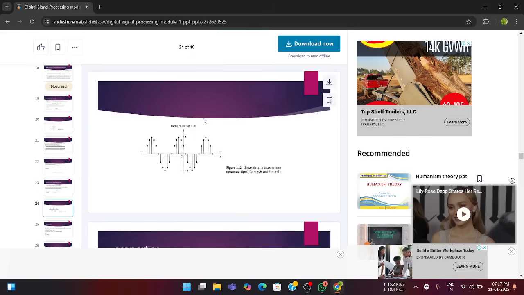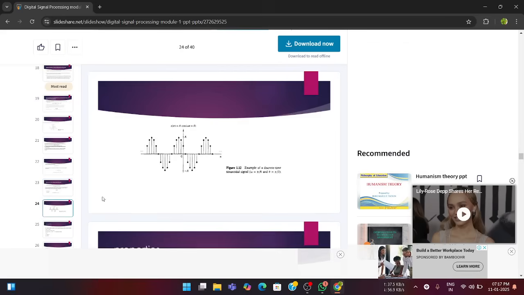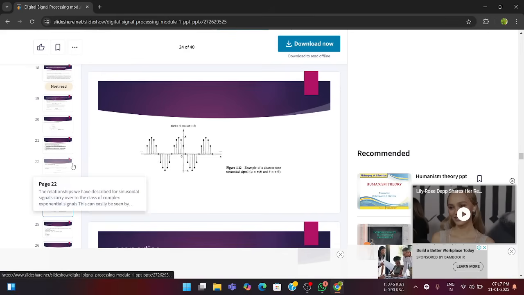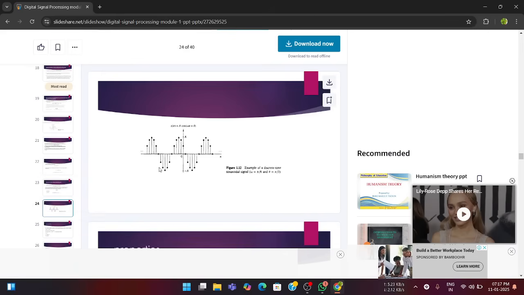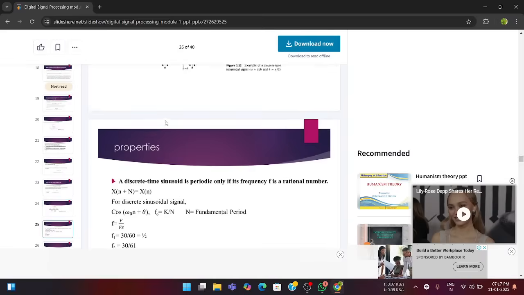And in this way, the discrete time sinusoidal signal is represented for different sets of samples, where the samples are varied with respect to the values of n, the increasing or decreasing values of n. So this is the negative set of samples and these are the positive set of samples. Okay. So note it down.